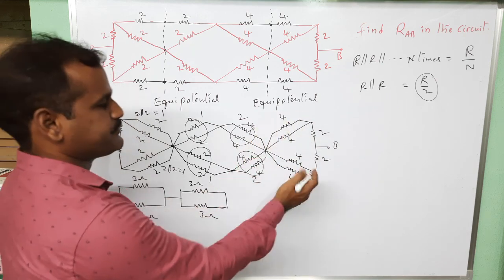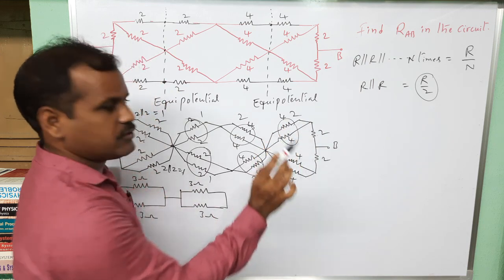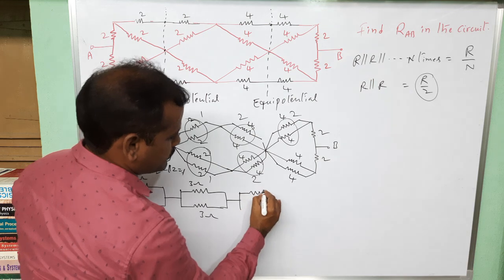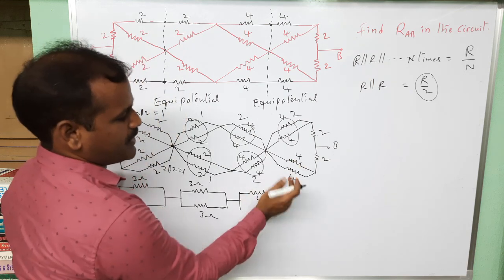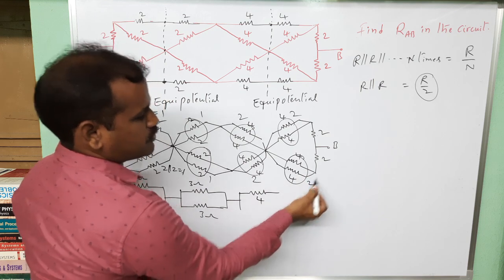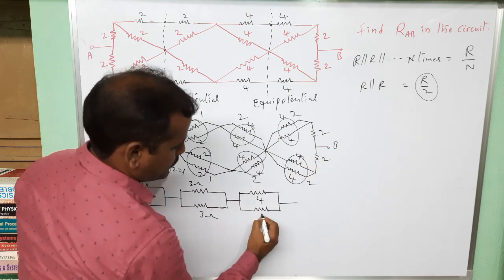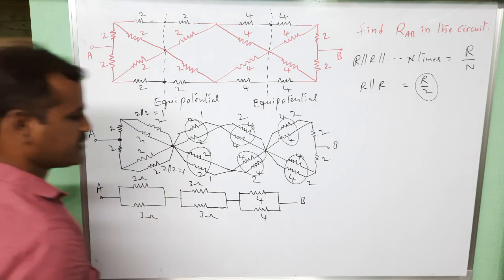And then in the last step, 4 parallel 4, 2 ohms, 2 in series with 2, 4 ohms. In the upper path we get 4 ohms. Similarly in the down path, 4 parallel 4, this is 2, 2 in series with 2, 4. This is the simplified circuit for the given circuit.